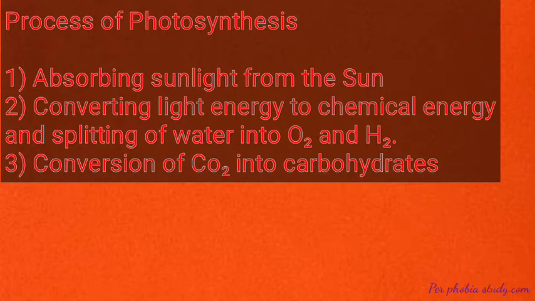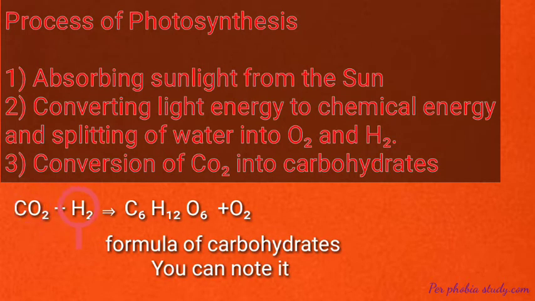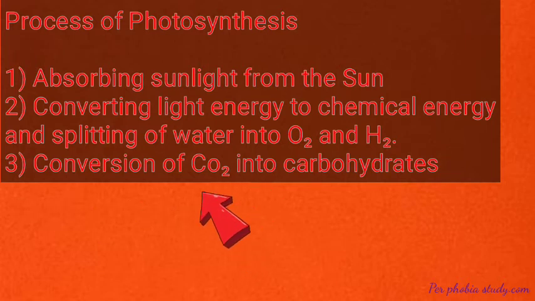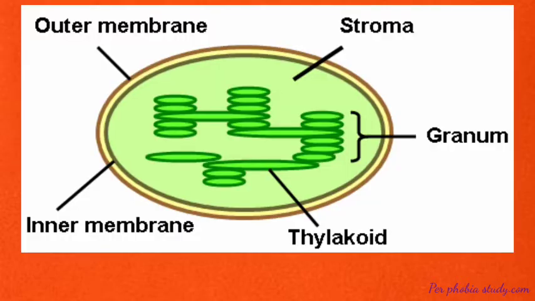If you carefully notice, this third process of converting CO2 into carbohydrates is what we call reduction, because oxygen is removed from CO2 and hydrogen is added. The main thing is these three steps that I wrote here, and it is done by chemical reaction in thylakoids. So thylakoids are very important, as is chlorophyll.